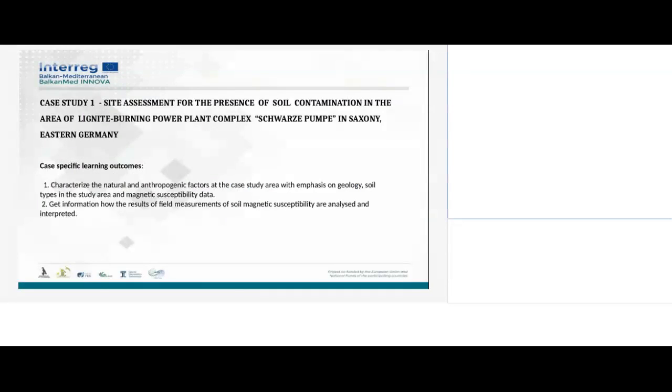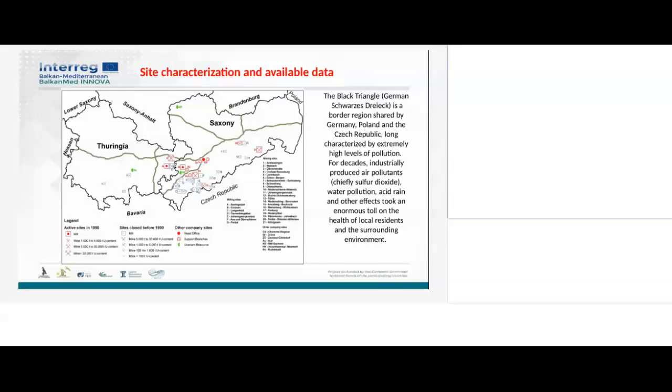The outcome of this exercise will be to characterize the natural and anthropogenic factors of the case study area with emphasis on geology, soil types, and magnetic susceptibility data. And then the second, we will get information how the results of field measurements of magnetic susceptibility are analyzed and interpreted.